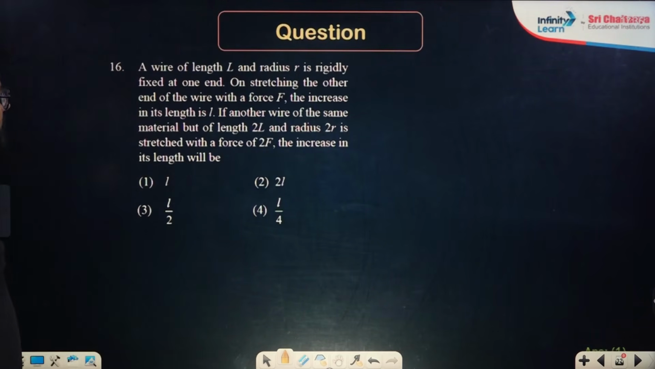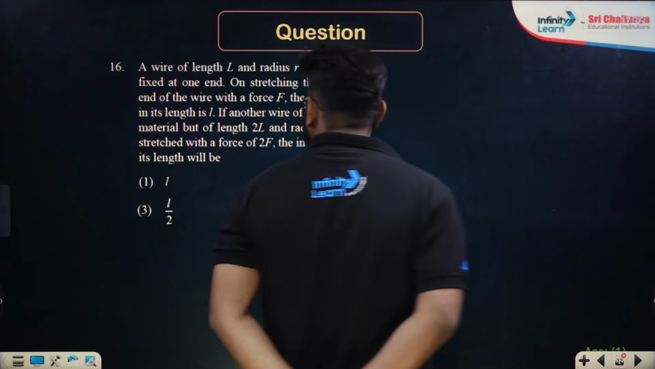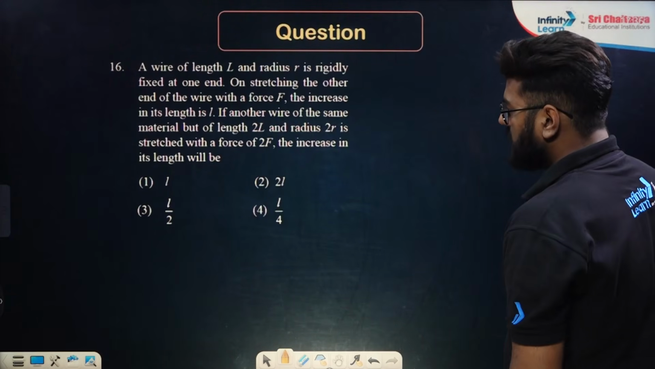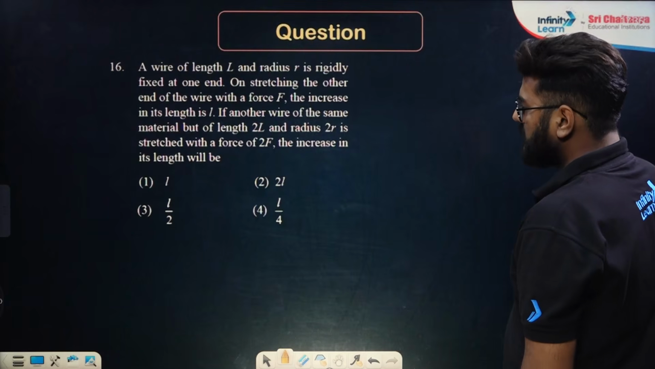A wire of length L and radius R is rigidly fixed at one end. On stretching the other end of the wire with a force F, the increase in its length is L. If another wire of same material but of length 2L and radius 2R is stretched with the force 2F, the increase in its length is.